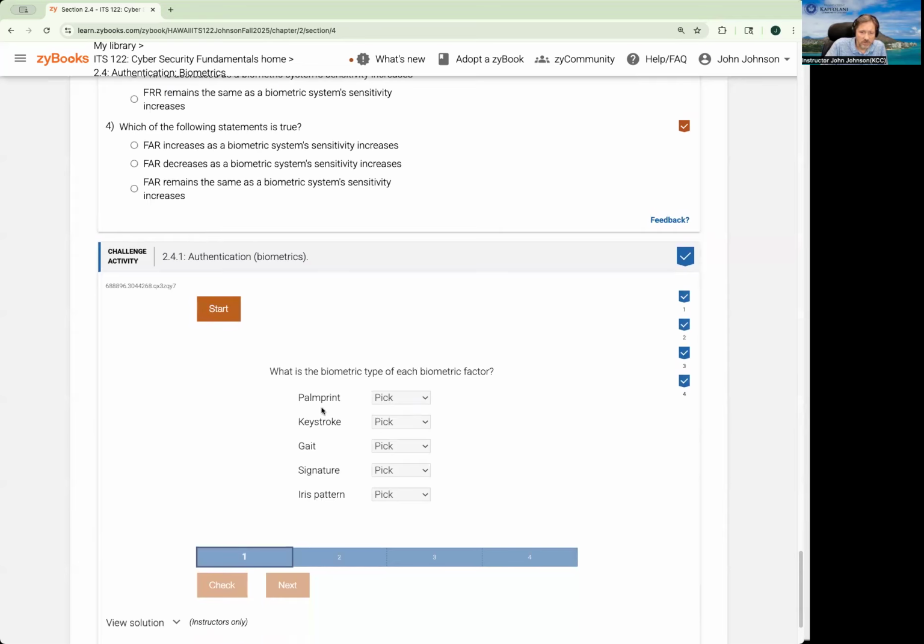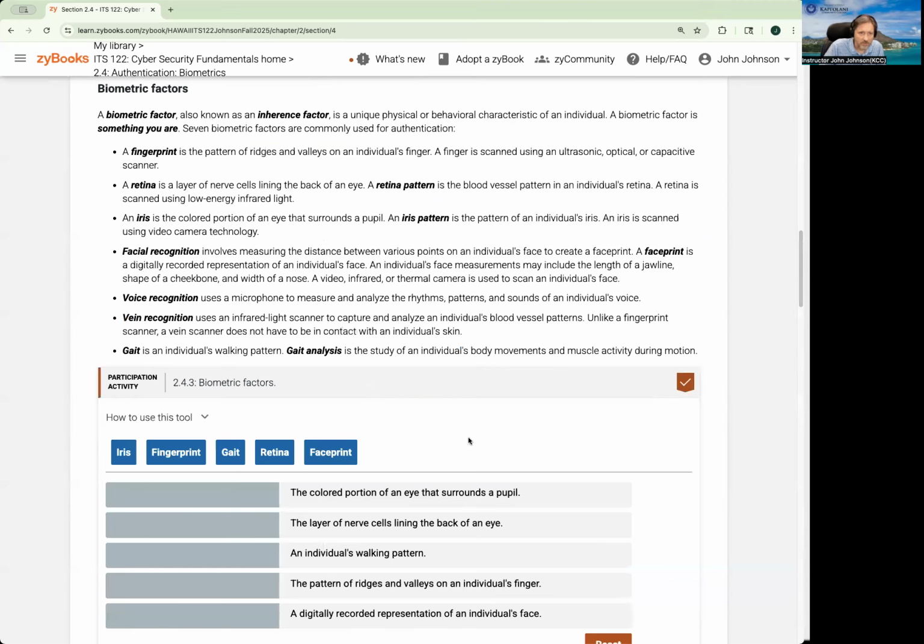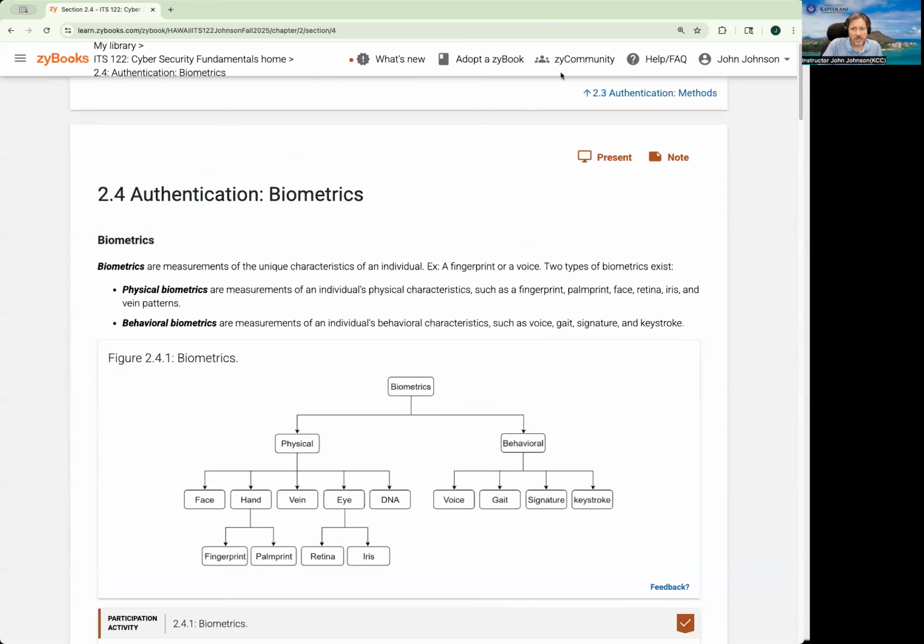You're going to go through here and choose, like for here, what is the biometric type of each biometric factor. The nice thing about this is, if you miss one, it's going to have you do it over again with slightly different ones. Once you've finished all four, you can go back and click on other ones. It'll generate a new set of things for you to try out, so you can keep on testing your knowledge that way. And that is it for the biometric authentication methods.